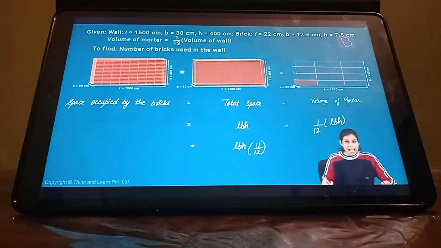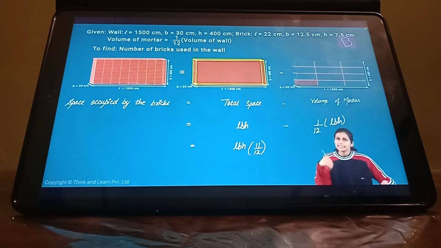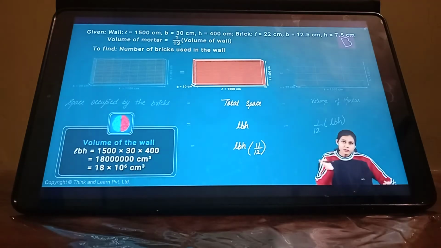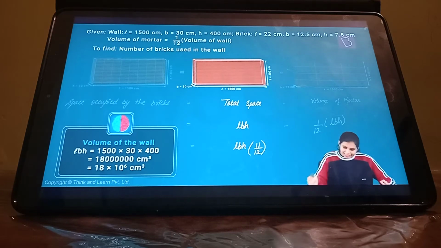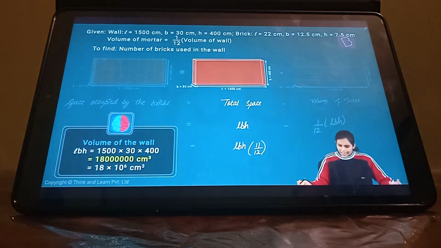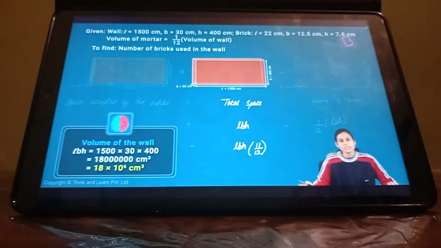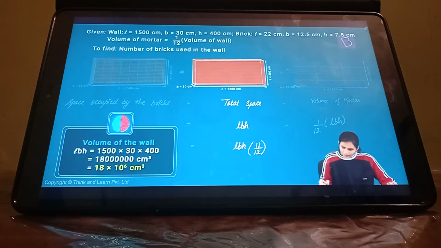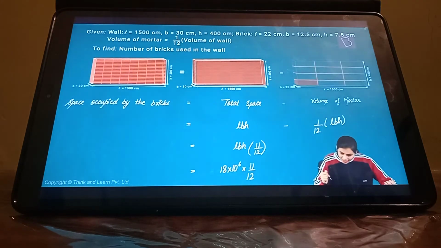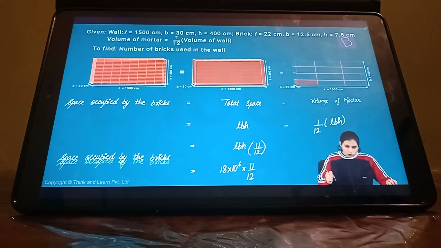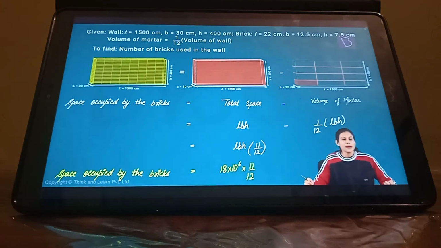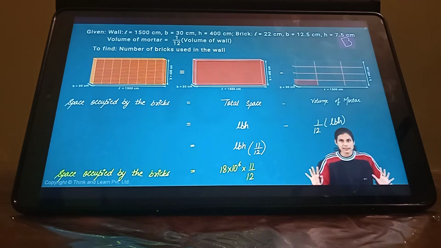So now that I have this with me, realize the wall was cuboidal. So let's plug in the values. Length into breadth into height gives you what? It gives you 1500 into 30 into 400, which is simple calculation comes out to be 18 into 10 to the power 6 centimeter cube. Plug it in here and you have 11 by 12 times 18 into 10 to the power 6 to be equal to space occupied by I don't know how many bricks.